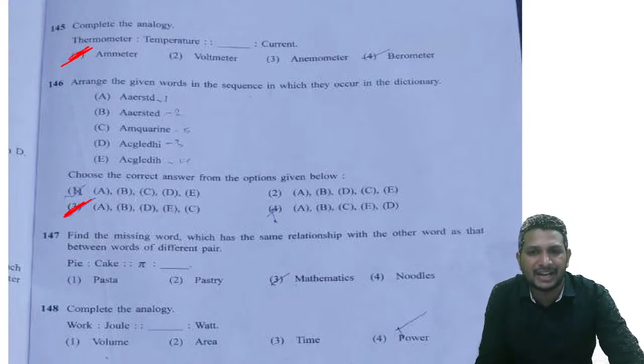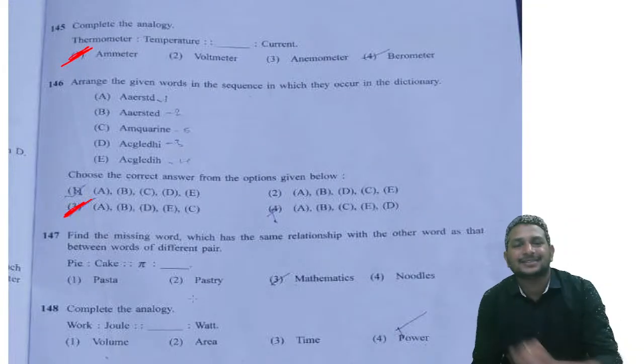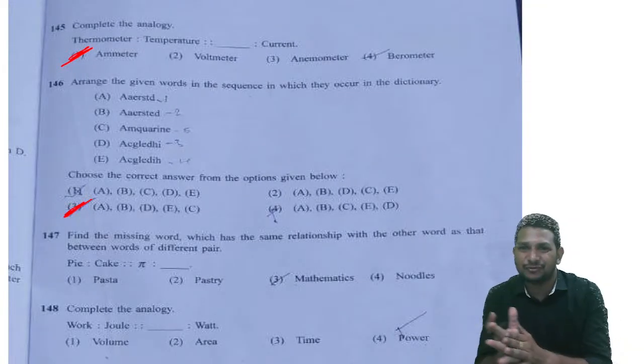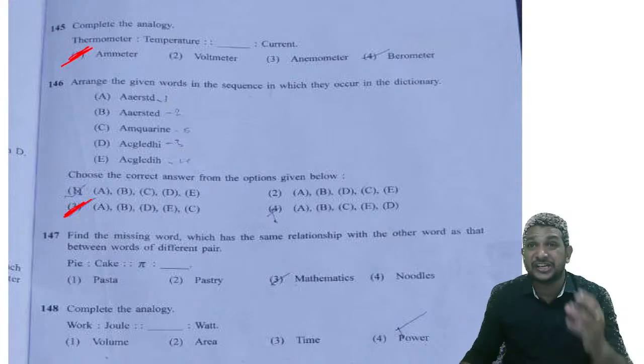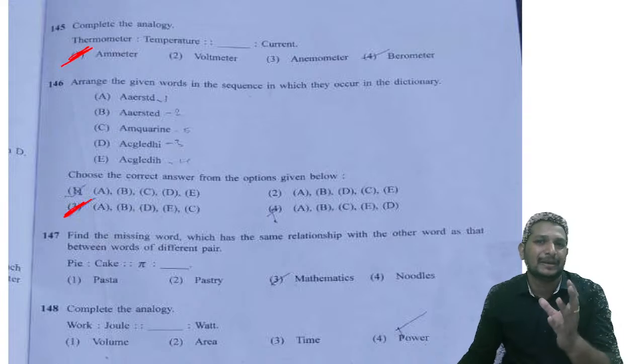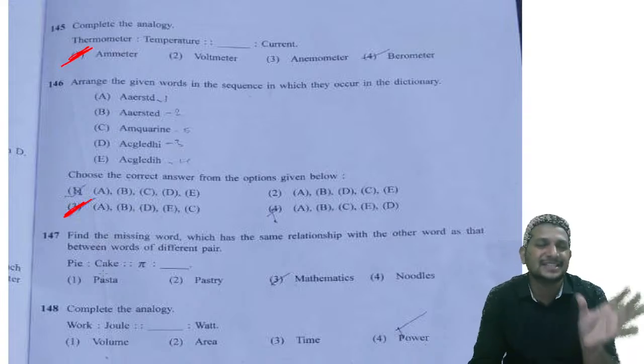Coming to question number 147. Find the missing word. Over here, what they mentioned is pie, cake. Among the cakes, pie is also one kind of cake, right? Especially in the Christmas season, they mention pie cakes. So don't think of the pi symbol they gave. Pie is a kind of cake.